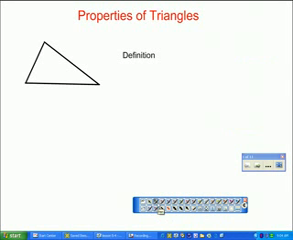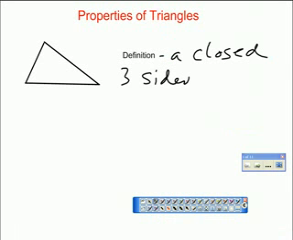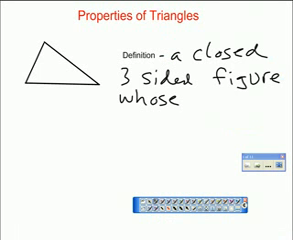Shape that has three sides. A closed, three-sided geometric shape. That's a good start. A triangle is a closed, three-sided figure. It's just assumed it's geometric. It has to be. Figure. And what do we know about the angles? Very good. Whose angles add to 180 degrees.